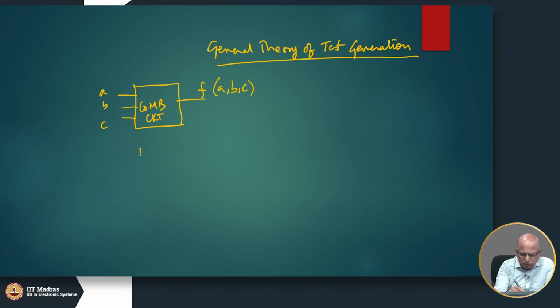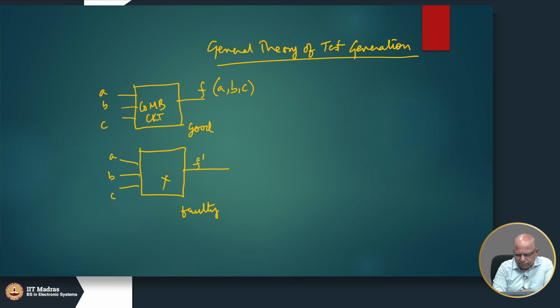Now, there could be a fault in this circuit. So, this is a good circuit and we could also have a faulty circuit. It could be anywhere, it could be a stuck at fault, it could be a bridge fault, it could be any fault. Okay. So, this will produce a different output hopefully. Okay. So, it will produce F prime of ABC. Okay.